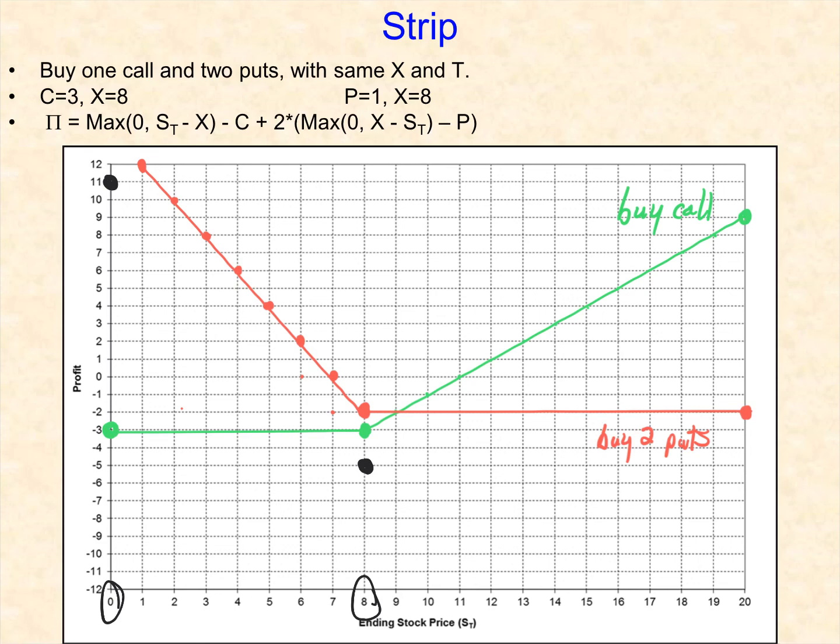Finally, we'll come over to the right-hand side. If the stock price ends up at 20, we're going to lose $2 on the puts and make $9 on the calls. 9 minus 2 gives us $7. We can connect our black dots with a line and see the payoff to our strip.